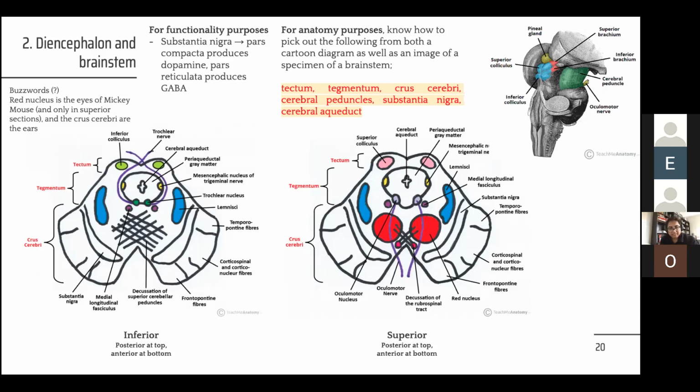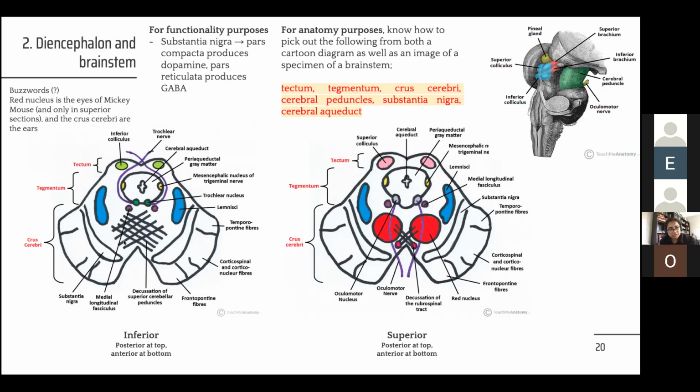So if we break it down a little bit. Up here you can see the midbrain, right? And we have these blue parts here, the superior colliculi and the inferior colliculi. This superior cross-section is taken going through the superior colliculi, right? You can see the superior colliculi over here. The inferior section is going through the inferior colliculi, right? So that's what these two cross-sections mean.